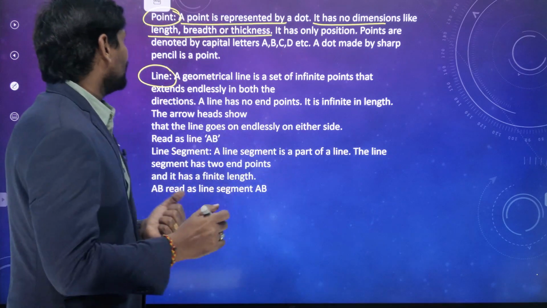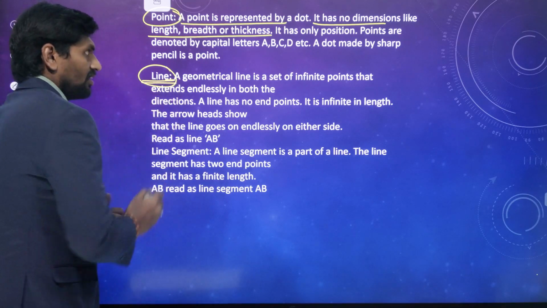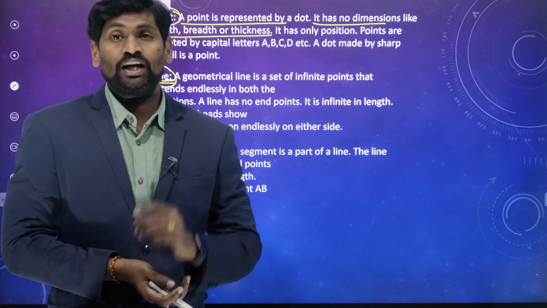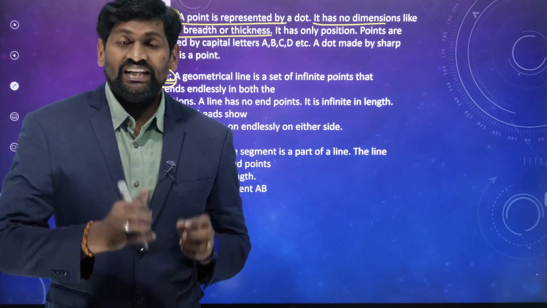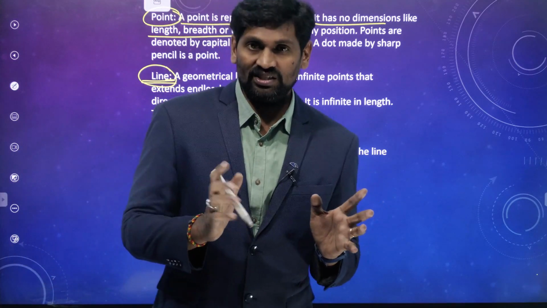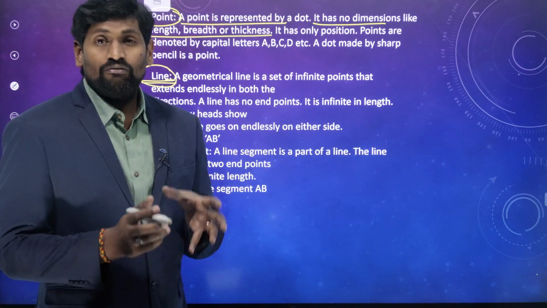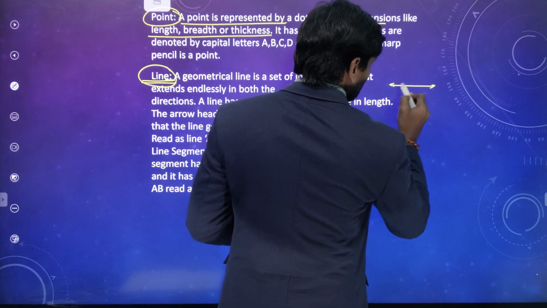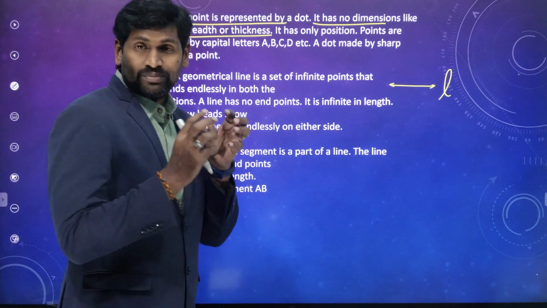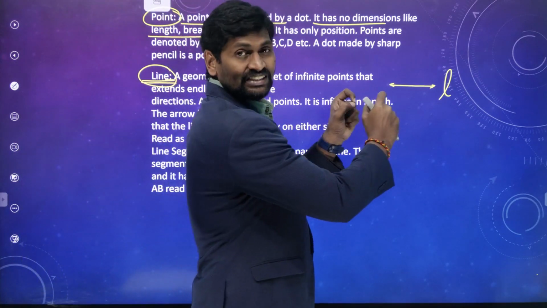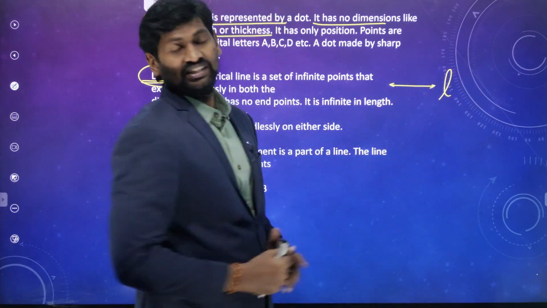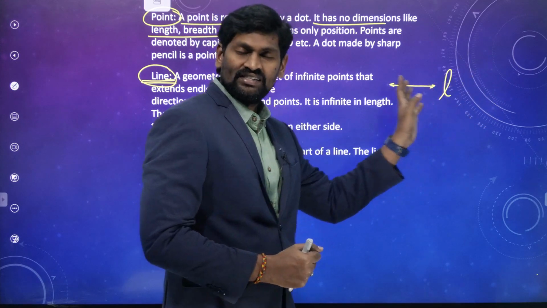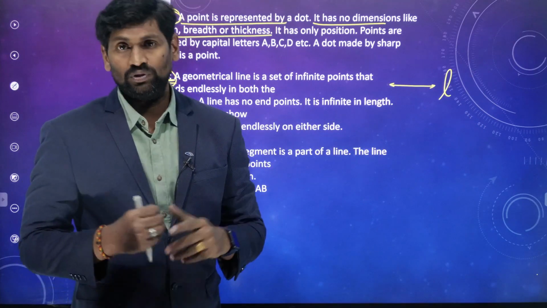Now coming to the line. A line is a single-dimensional or one-dimensional object. It has only length. We can represent a line with small letters, like line l. And while you are observing this line, we can extend it to an endless distance. That means the right side can be extended endlessly and the left side is also extendable.